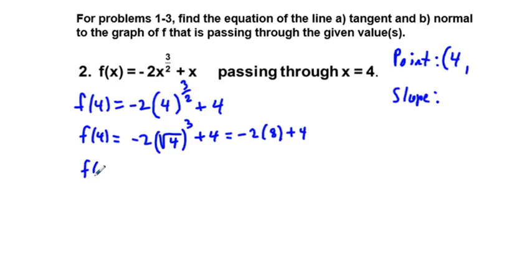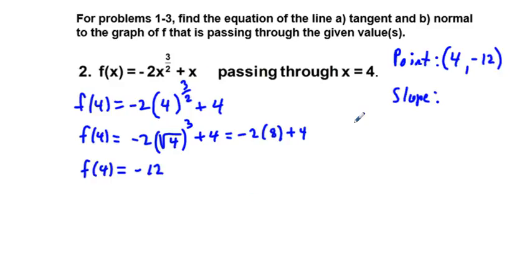So f of 4 is going to be negative 2 times 8, which is going to be negative 16, plus 4 is negative 12. So for a point, we're going to have 4 comma negative 12.